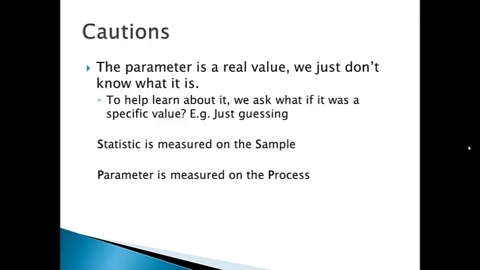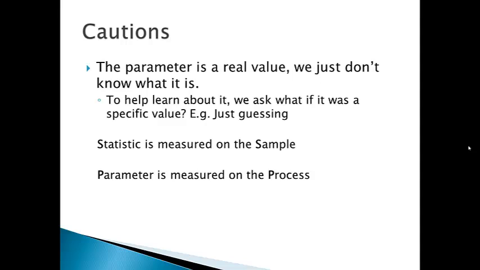So to help learn about what the parameter is, because we're curious, what is Buzz's chance of pushing the correct lever? We ask, what if it was a specific value? For example, what if he was just guessing? That is, what if the parameter was 50%? Is that a reasonable or believable explanation for the observed data or not? In this case, it's not, because if he really was just guessing, if the true value of the parameter was 50%, it's unlikely that you would get 15 out of 16 correct.